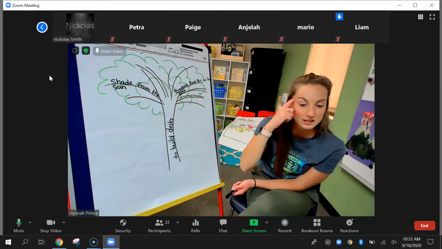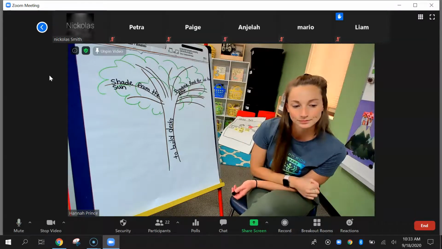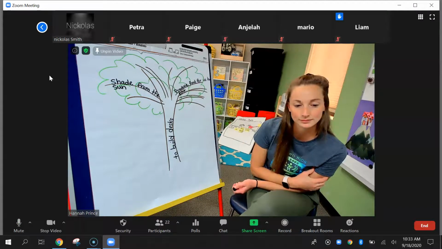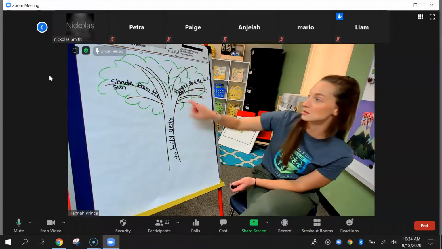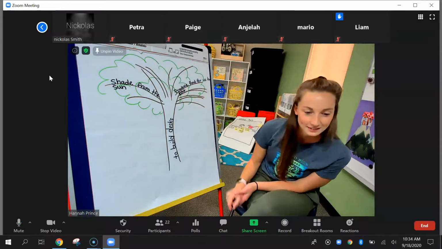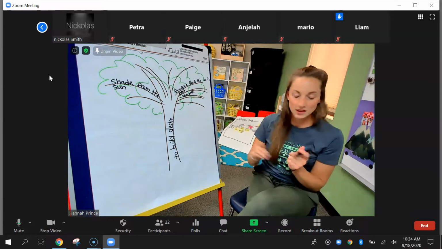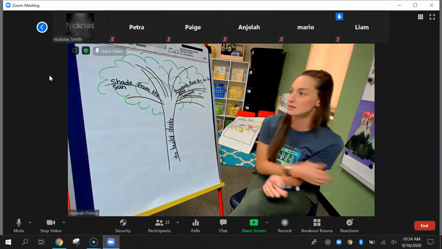Nicholas, how do we use trees? Remember all those ideas you guys were talking about when we were going through the slides? They grow bananas? Yes, produce food for us to eat. Can you think of another one? I'll add bananas here. Can you think of another reason why we need trees?